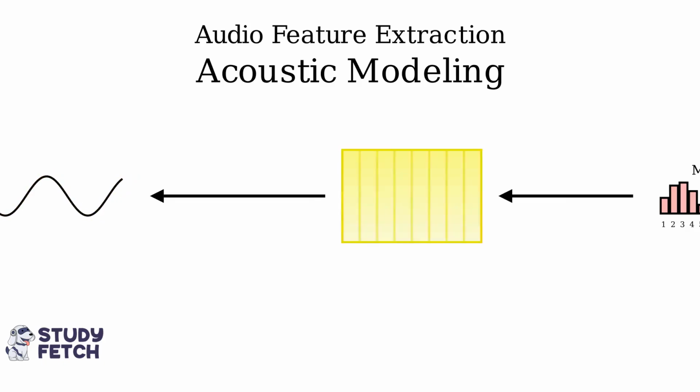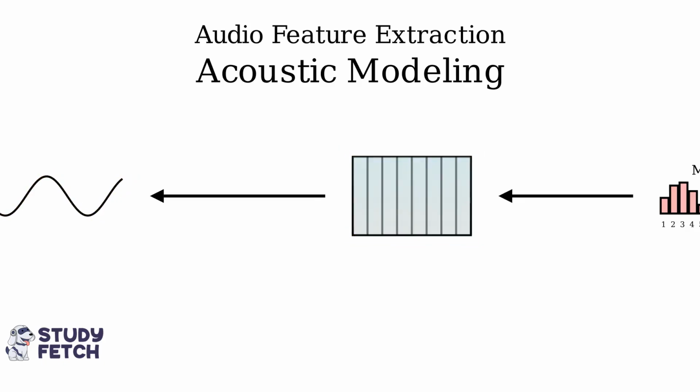Sound waves are analyzed by frequency components, creating a spectrogram that shows how frequencies change over time. Modern systems use MEL frequency cepstral coefficients, or MFCCs, which represent audio in a way that mimics human hearing.